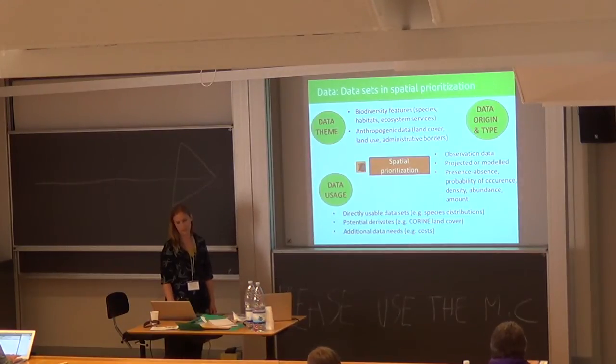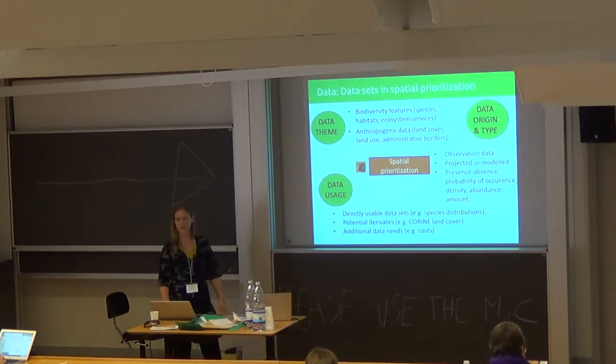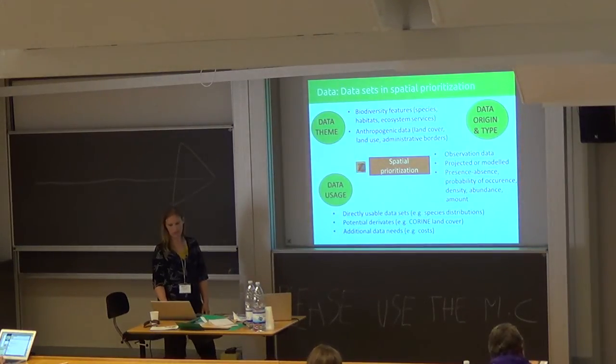The third theme or category that you can think of for data is data usage. Some of the data you can directly use as Zonation input, for example, species distribution data. But some of the data you have to think about at first, how to use it in the context of Zonation analysis. And you can use it as potential derivative data. One of the main European data sets, Corine land cover, is such a data set you can use, but you have to first think about how to really use it in Zonation. And costs can also be applied in Zonation analysis, as Tuuli already mentioned.